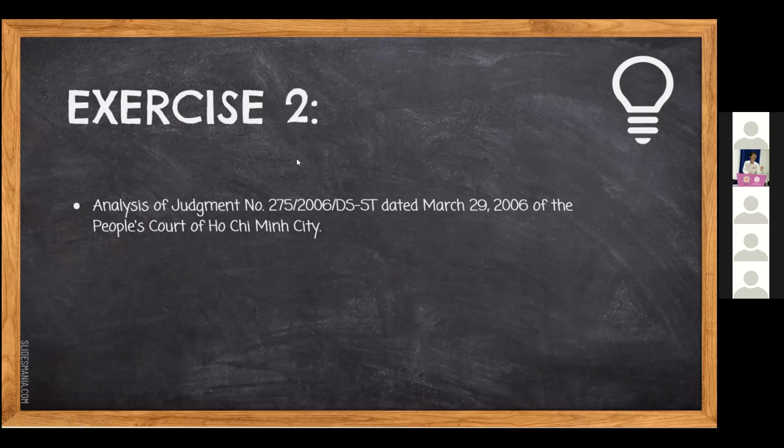Okay, I will talk about exercise 2. Analysis of judgment no. 275, 2006. This is the judgment of 29 2006 of the People's Court of Ho Chi Minh City.